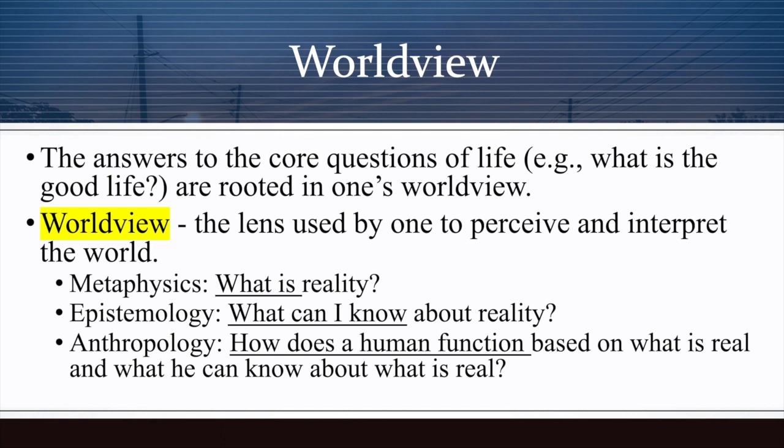And then how does one function based on what is real and what we know about what is real? So me sitting at this desk, I know it's real, I know it's hard, I know it will support weight, and so I have my computer on it, I have my Bible on it, I have my book on it, and I am functioning by sitting at this table and recording this video so we can know what is real. Now, that's just a very simple explanation. But let's go to a different explanation.